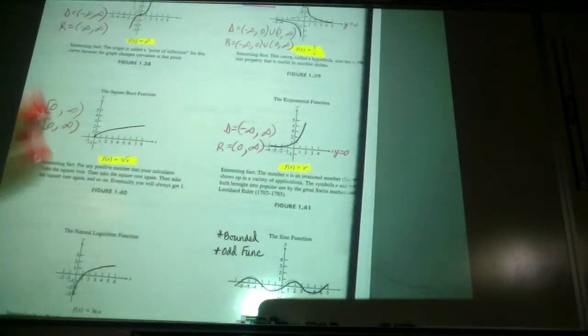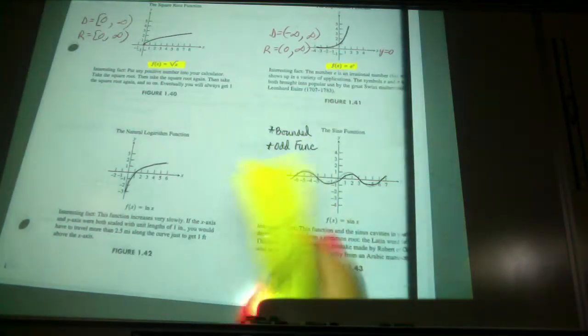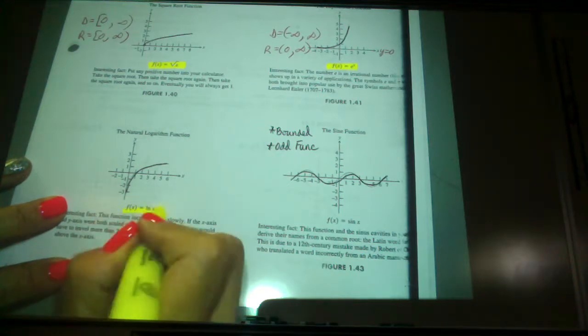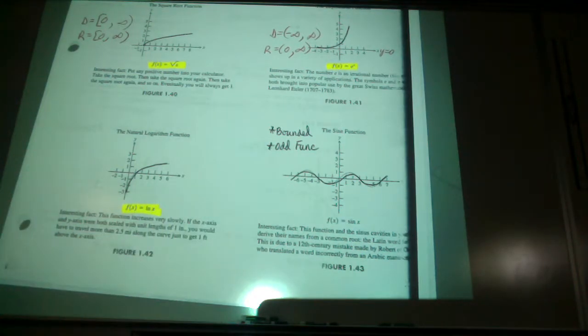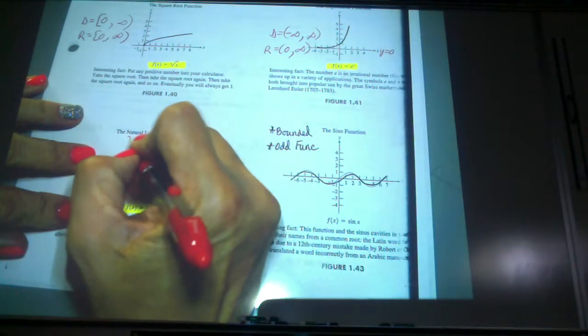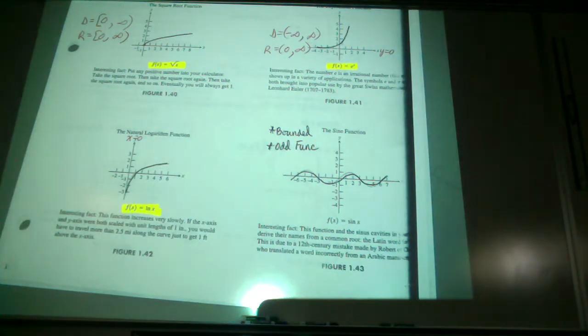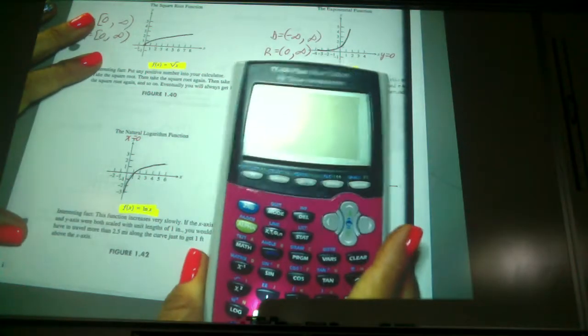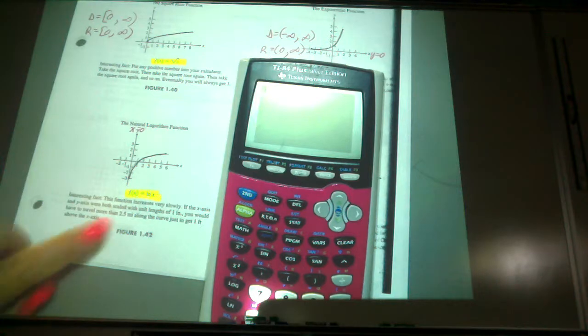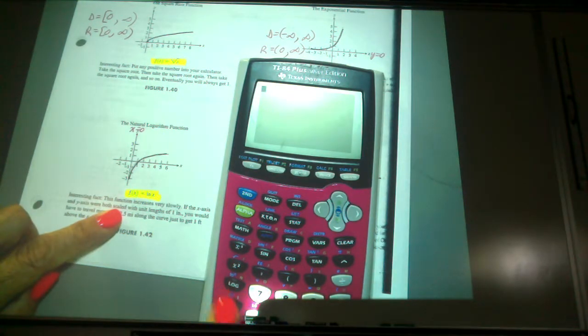Okay, so let's look at the logarithmic function, the natural log function. Very similar to the exponential function, but it's been reflected. Now I want you to take your calculator, because it looks like it's approaching x equals 0 here, doesn't it? So let's take our calculator and try to take the natural log of x. Your natural log button's right here.